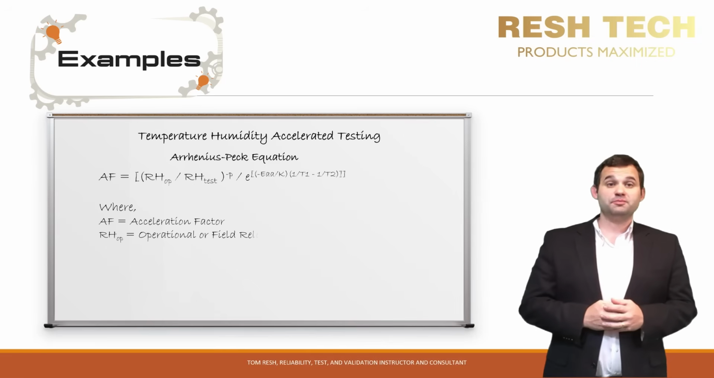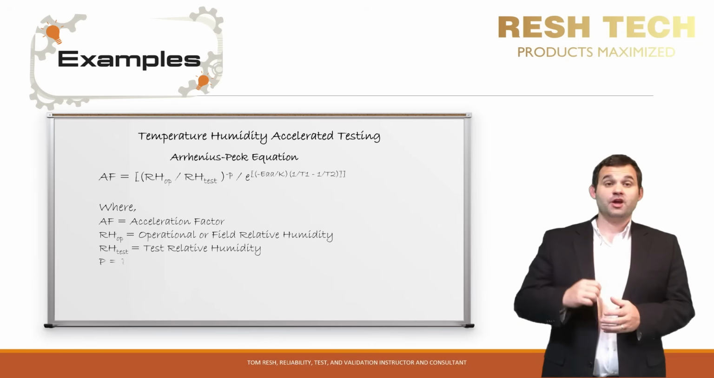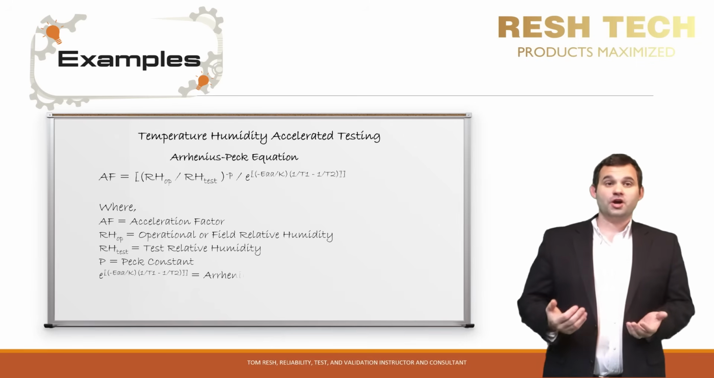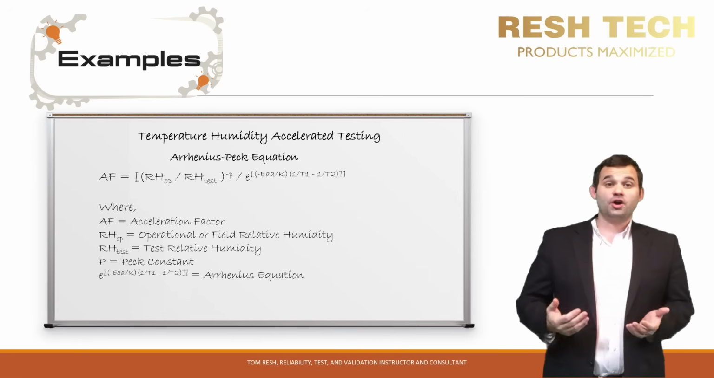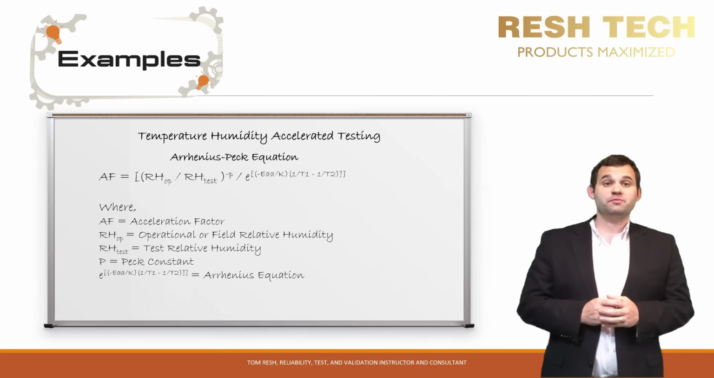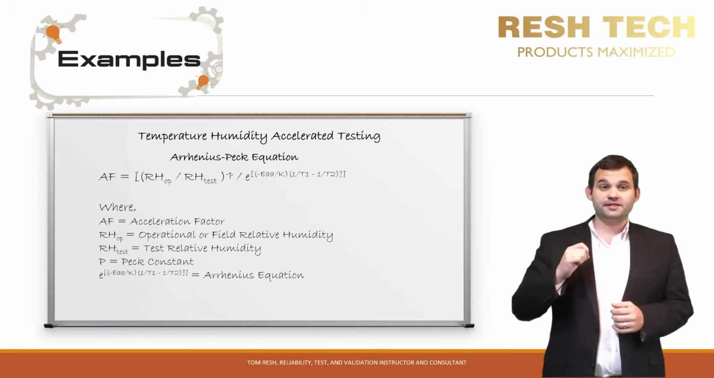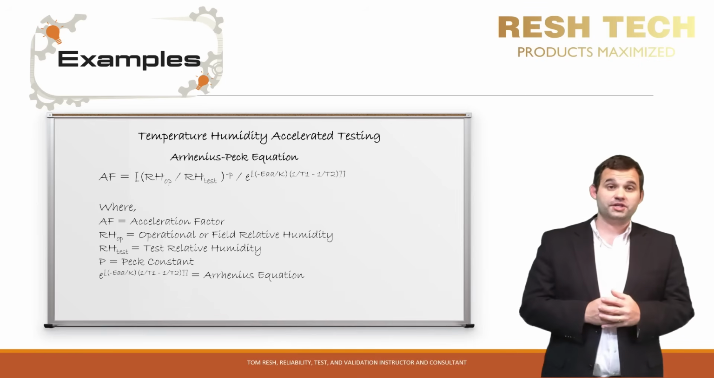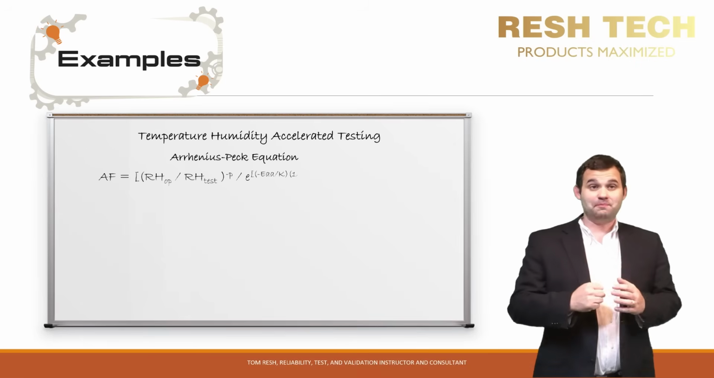Pictured is the Arrhenius-Peck equation for accelerated temperature humidity testing. Once again, AF is acceleration factor. RH op is the operational or field relative humidity. RH test is the relative humidity for the test. P stands for the Peck constant. And the rest of the equation is the Arrhenius equation, as we already covered previously. I think you already know what time it is. It's time for another example.